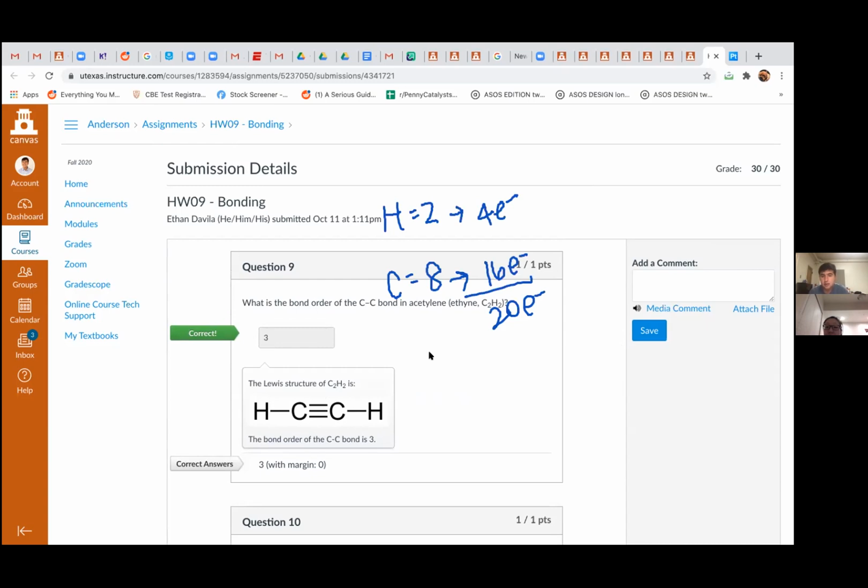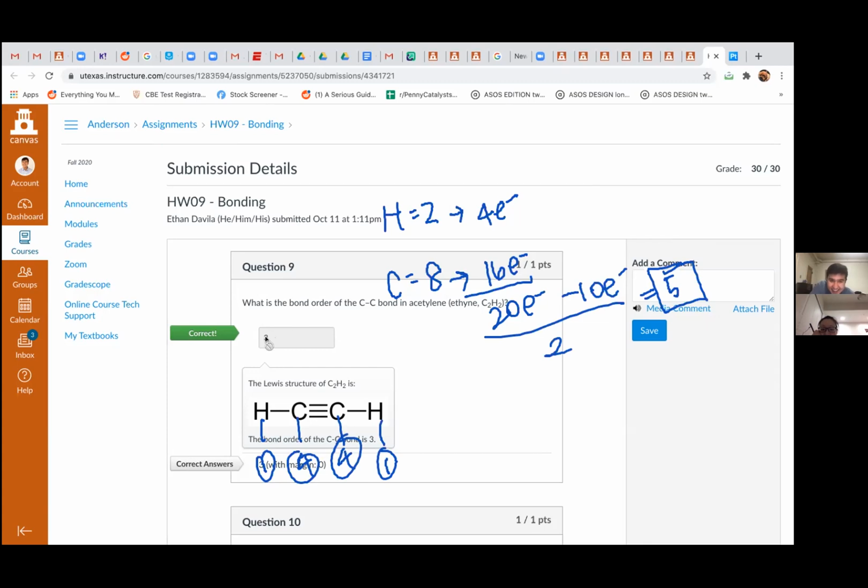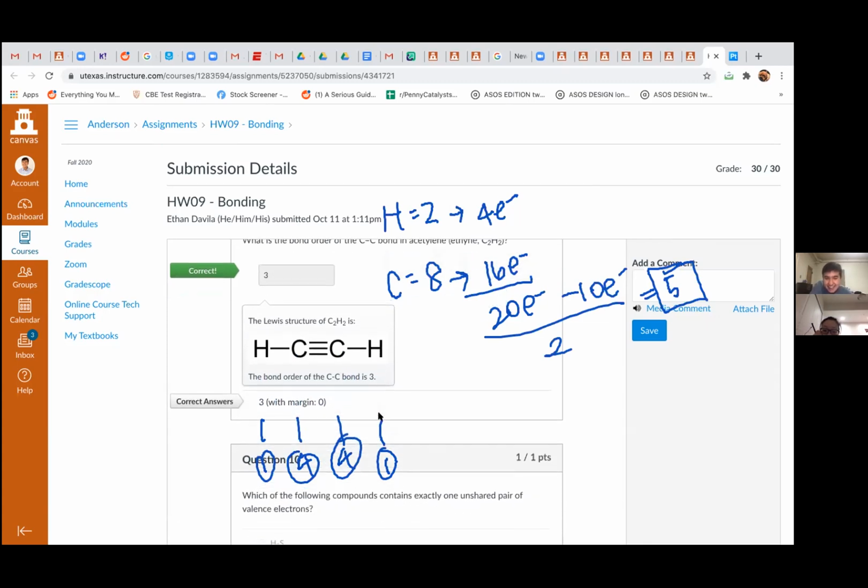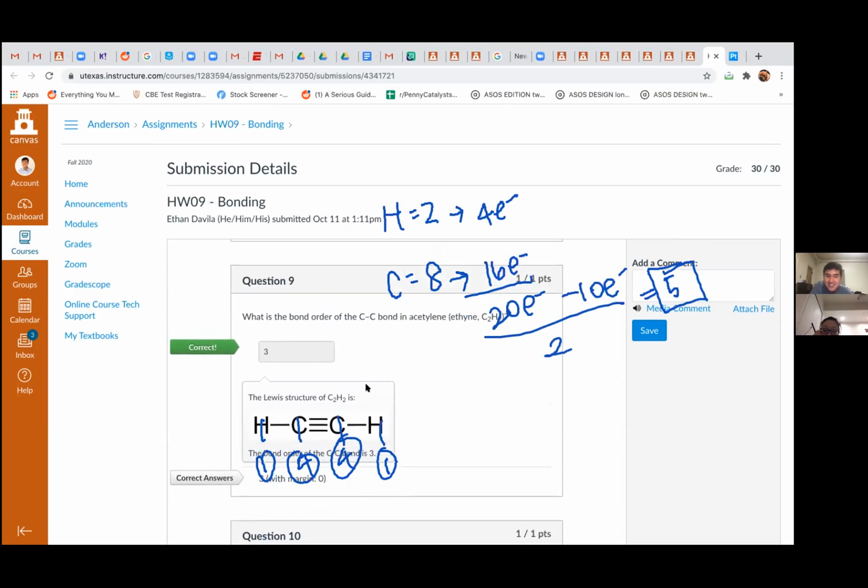How many electrons do we have? 14. 1 plus 4 plus 4 plus 1. Oh, carbon's 4. Yeah, carbon only has 4 valence. We only have 10 divided by 2, 5. Wait, that's not right. So that's wrong. How are they doing it then?